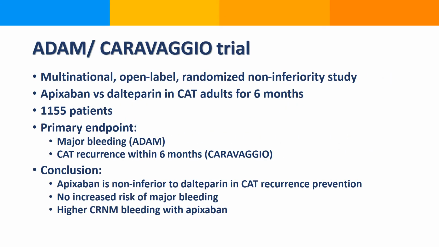The third wave of evidence evolution regarding the use of anticoagulants in the setting of cancer-associated thrombosis was the ADAM, Caravaggio, and SELECT-D trials. In the ADAM and Caravaggio trials, which were multinational, open-label, randomized, non-inferiority studies, apixaban was compared with dalteparin in cancer-associated thrombosis for 6 months.